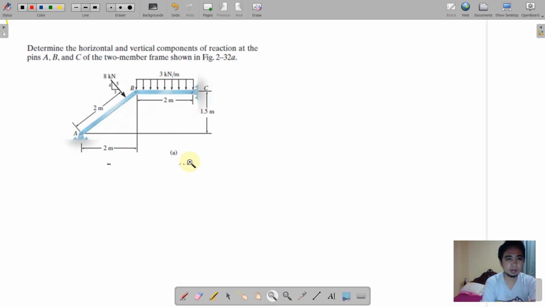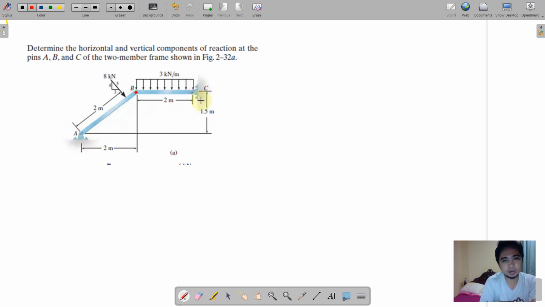Okay, so we have here a framing system. For this framing system, of course, we need to determine, ito kasi pin connected yan sa B, so magkakaroon tayo ng pin connection dito. So baka magkaroon tayo ng hesitation, we'll be having a doubt because we have here 2 pins.